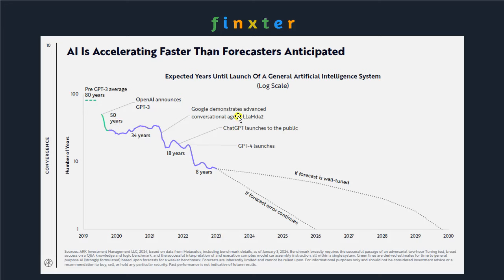And then Google demonstrates some conversational agents like LaMDA 2, and the prediction reduced again by 17 years. And now the prediction, with the launch of GPT-4, was only 17 years until the arrival of AGI systems. But now, in the year 2023 or so, where this was captured, actually experts predicted the arrival of AGI in only 8 years. And if the forecast is well tuned, we will see the arrival of AGI in 2030. But we might see it much faster in 2026, right? Because if the forecasting error continues, if we continue this line here, we might see AGI in 2026.